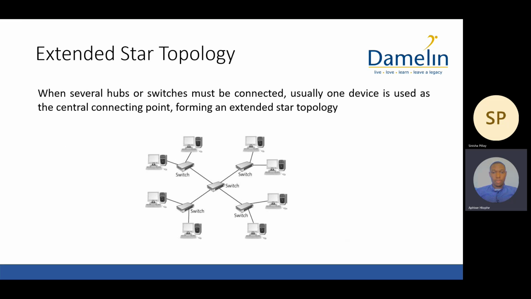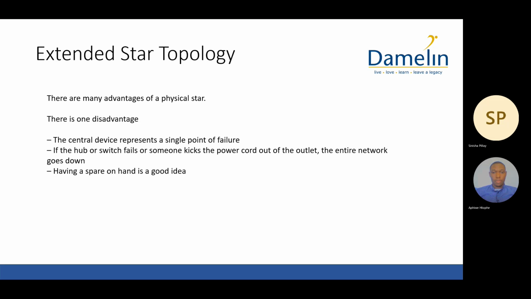Okay, so then we have extended stars. Extended star is basically a star topology with extended capacity to add. Maybe the switch you had before only had 24 ports, and now you want to expand ports because your network is increasing in capacity. So you just get an additional hub or an additional switch, then that becomes an extended star topology. Okay, and these are the advantages.